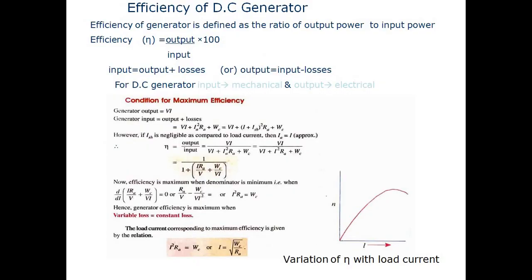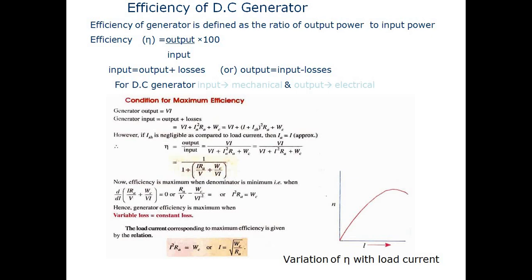Efficiency of DC generator. Efficiency of a DC generator is defined as the ratio of output power to the input power. Efficiency is equal to output power divided by input power into 100. Input is equal to output plus losses, or output is equal to input minus losses. Condition for maximum efficiency. Generator output is equal to V into I. Generator input is equal to output plus losses, that is, V I plus I squared into Ra plus Wc, which is equal to V into I plus (I plus I_sh) whole squared into Ra plus Wc.